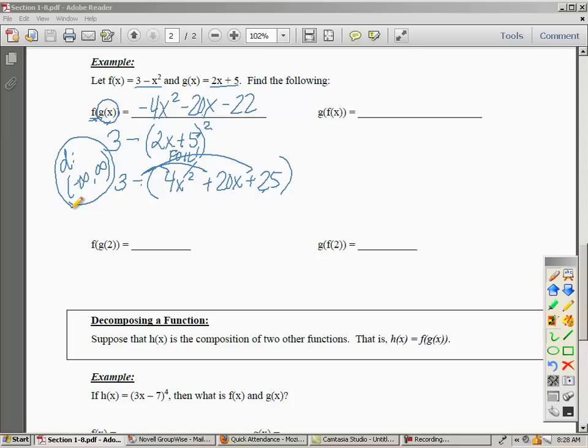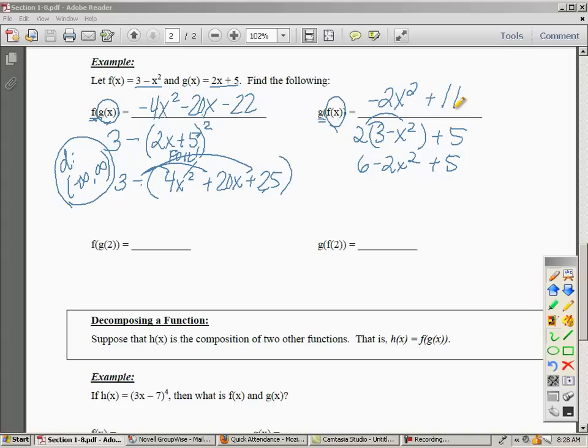The second one, I want to go backwards, start with g. So I'm going to start with g, and where I see my x, I'm going to put parentheses. And inside of that, I'm going to put f, which is 3 minus x squared. All that's left to do is simplify. So I distribute my 2, 6 minus 2x squared plus 5. My answer ends up being negative 2x squared plus 11.